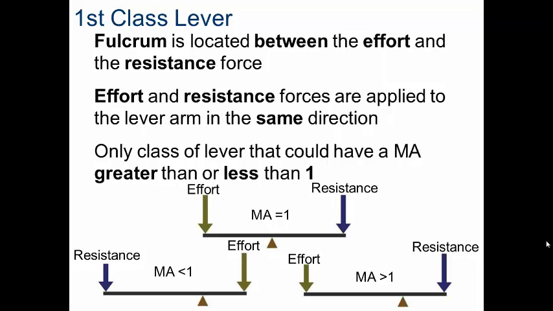First-class lever is the only class of lever that could have a mechanical advantage greater than or less than 1. And you can see, just looking at the pictures, if the distance from the resistance to the fulcrum is equal to the distance from the fulcrum to the effort, you're getting a mechanical advantage of 1. If the effort distance to the fulcrum is less than the resistance distance to the fulcrum, your mechanical advantage is less than 1. If, however, your resistance to the fulcrum is lower than your fulcrum to the effort, your mechanical advantage will be greater than 1.